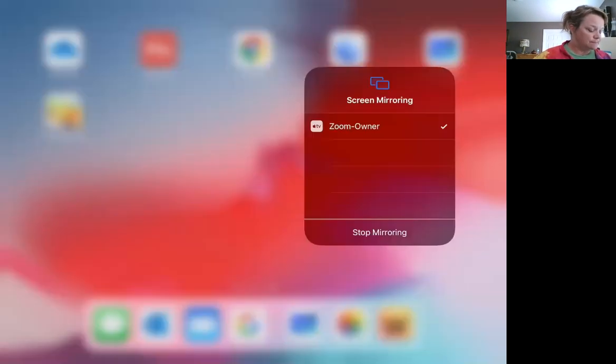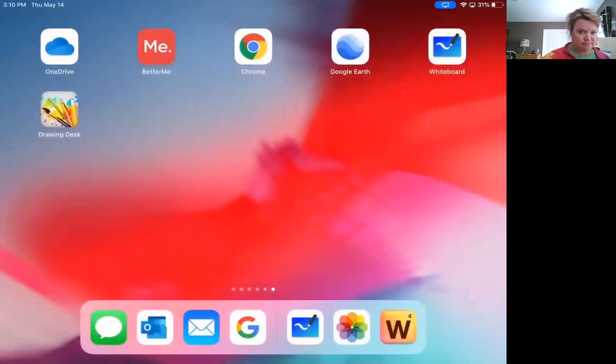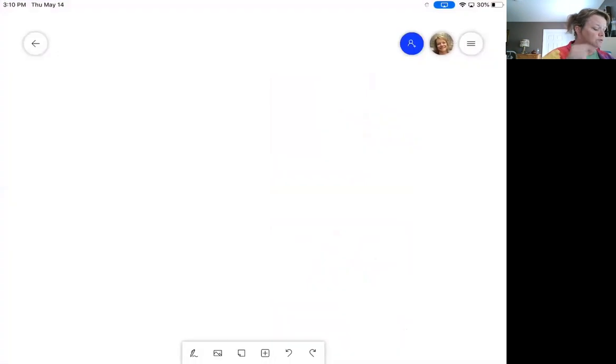It's cold in my house, and so I have on my lab coat. I thought maybe that would make you guys feel like we were at school because I'm wearing my tie-dye lab coat. It takes me a while to get this done. There we go. I'm going to create a new whiteboard.